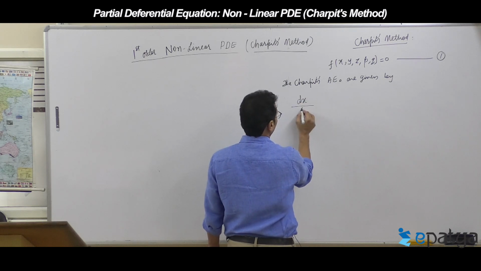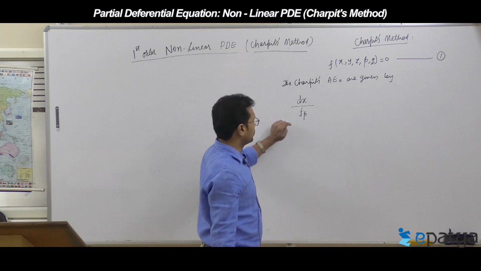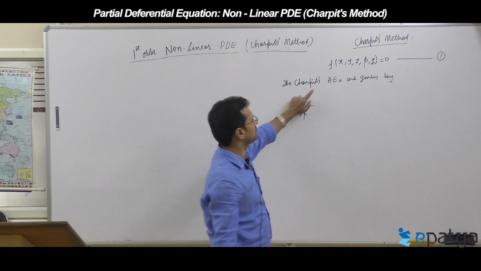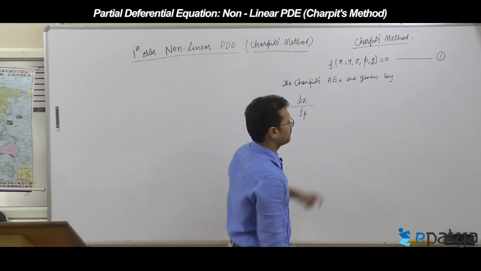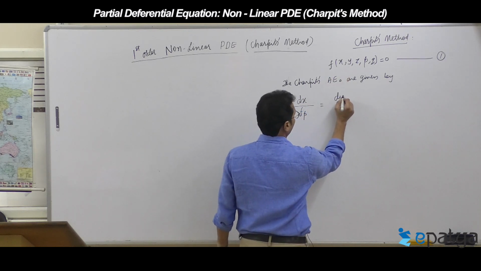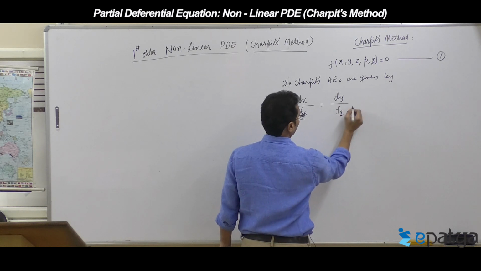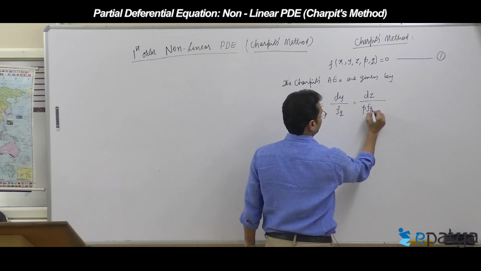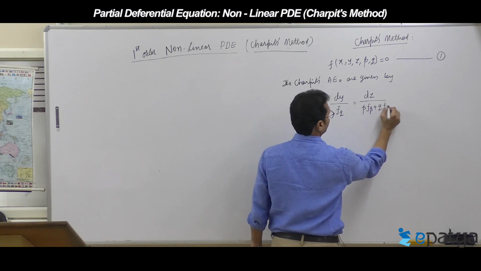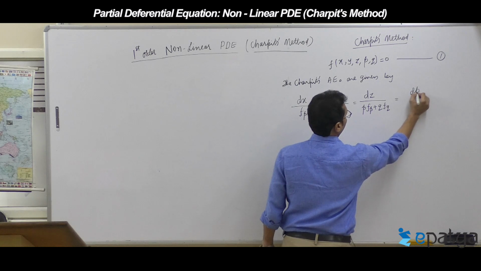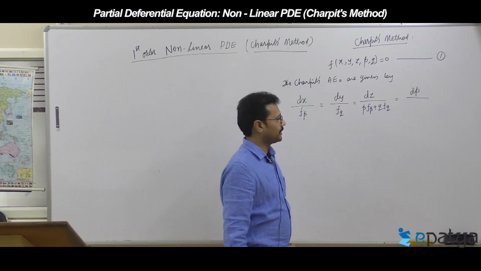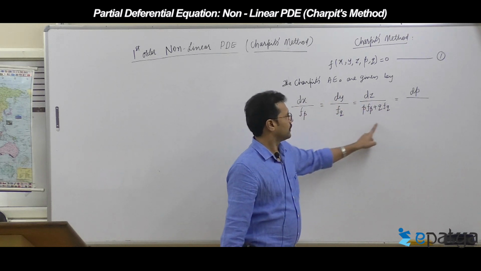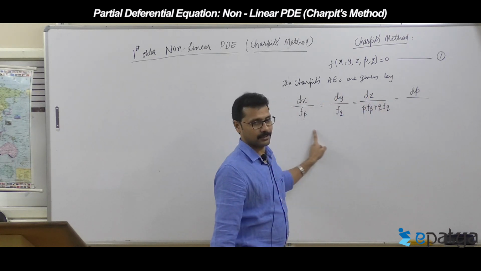dx by fp, this is dou f by dou p, that means partial differentiation of f with respect to p, is equal to dy by fq is equal to dz by p fp plus q fq is equal to dp by. In fact, if you see these, they look like our Lagrange's only.